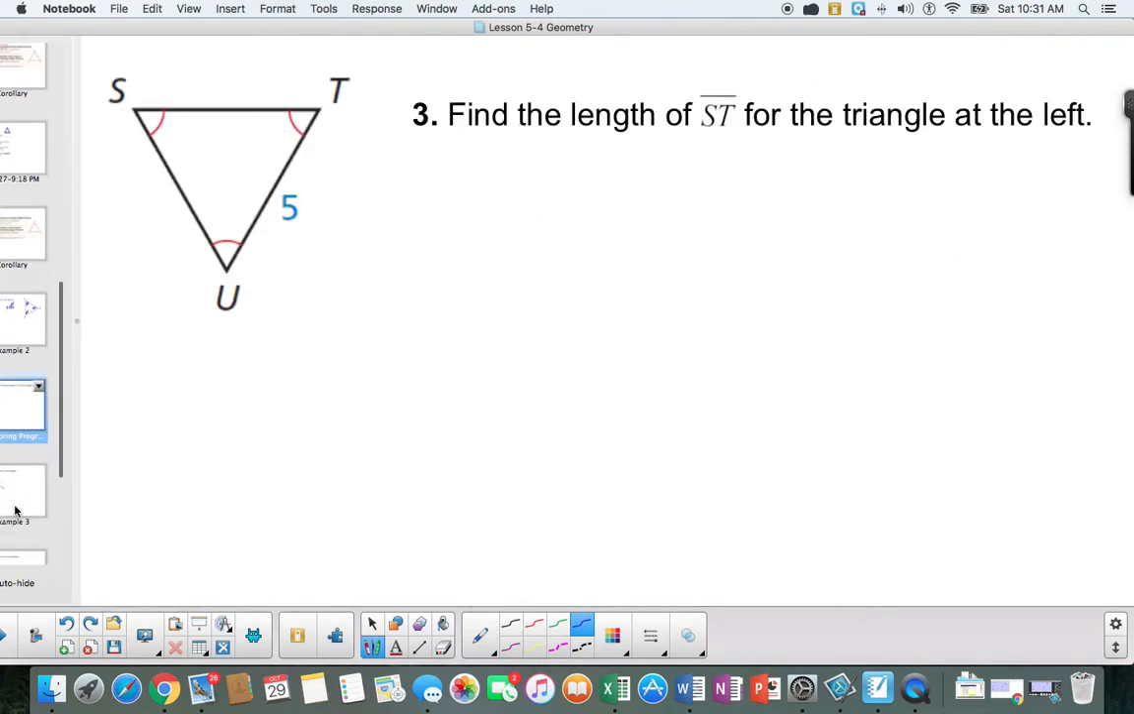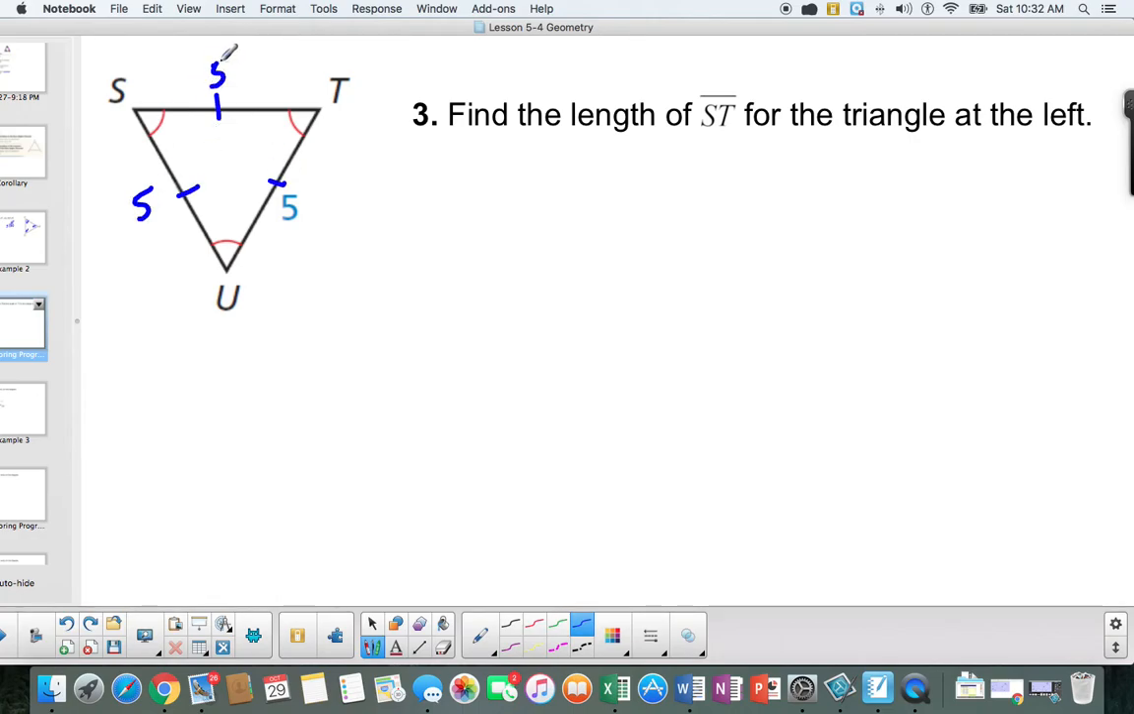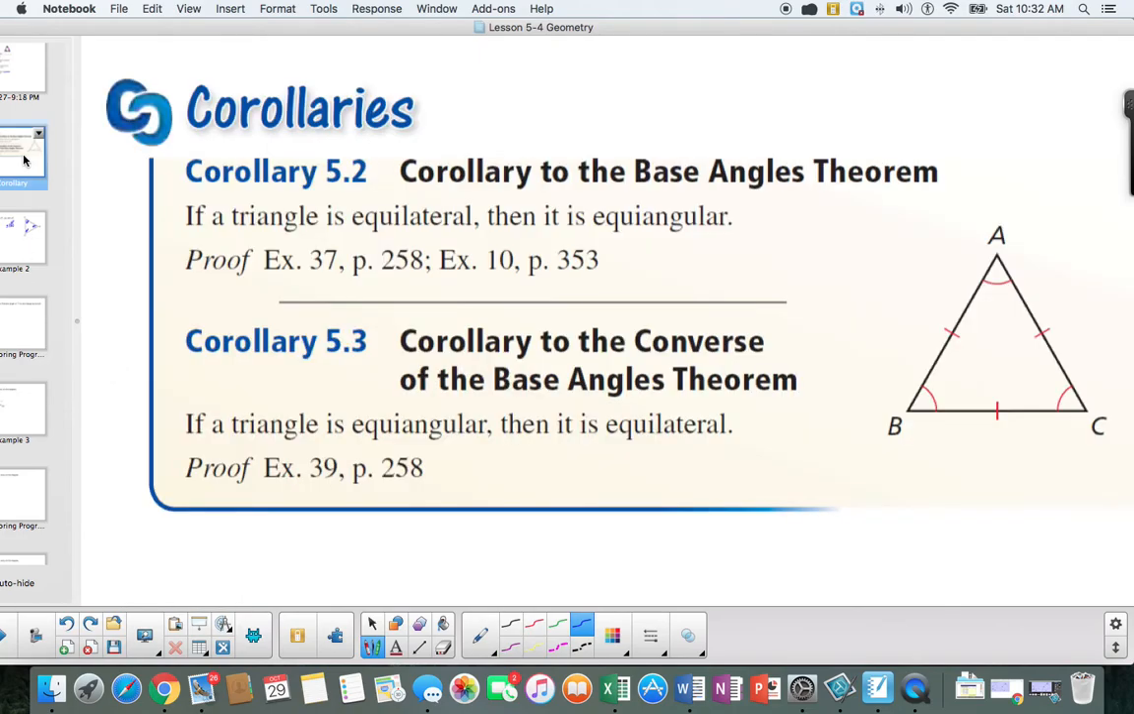All right, we would like to find the length of ST. Now I can see all the angles are the same, so that means all the sides have to be the same, which means these are all going to have to be 5. This is the converse of the equilateral triangle, converse to the base angles theorem, corollary.